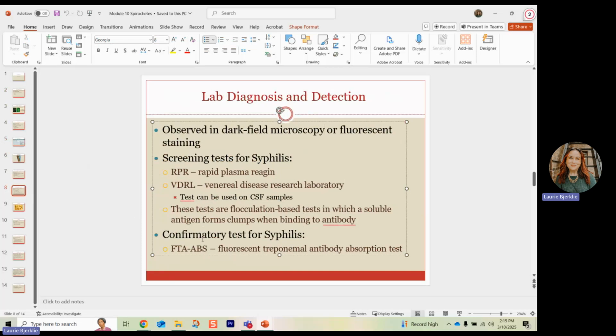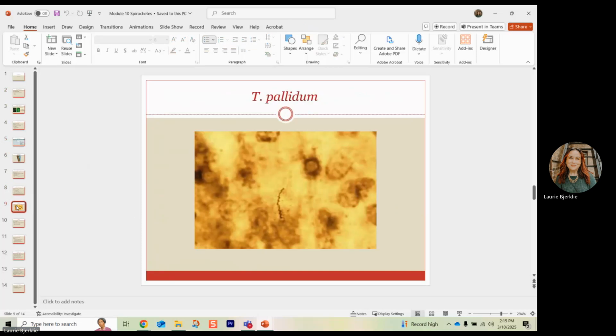And the confirmatory method is using a fluorescent stain with a dark field microscope. So it's called the FTA-ABS, fluorescent treponemal antibody absorption test. So this is what it might look like. You can see the little spirochete right there.